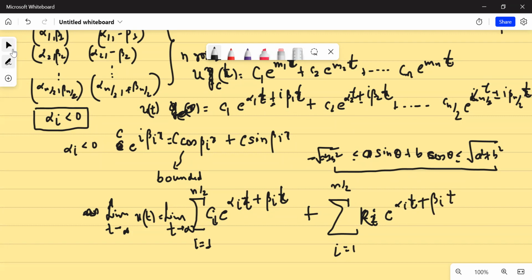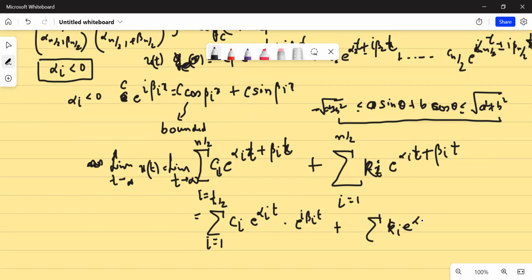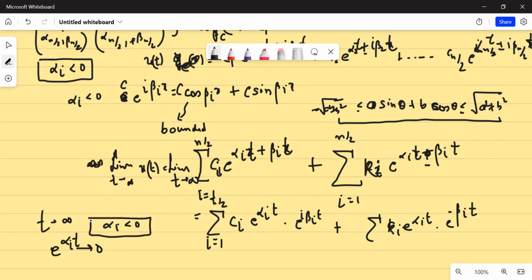Is that clear? Now you see in each of these terms, if you write it in this fashion, it can also be written as c_i e^(α_i t) times e^(iβ_i t), and then you can write e^(α_i t) times e^(iβ_i t) minus, sorry, this is minus. Okay, now you see that as t tends to infinity, e^(α_i t) would tend to 0 because the α_i's are given to be negative. Since the α_i's are negative, e^(α_i t) would be tending to 0 only.